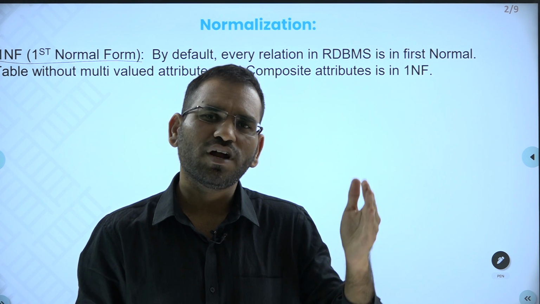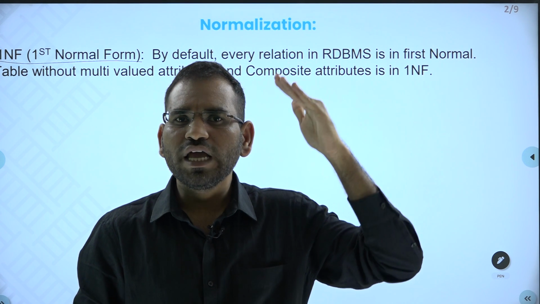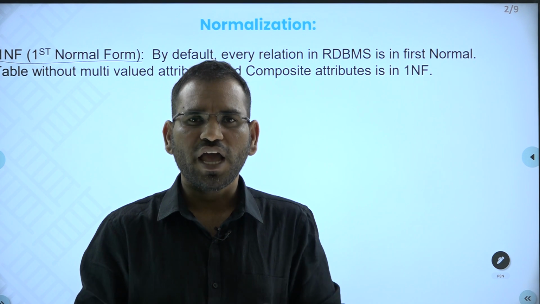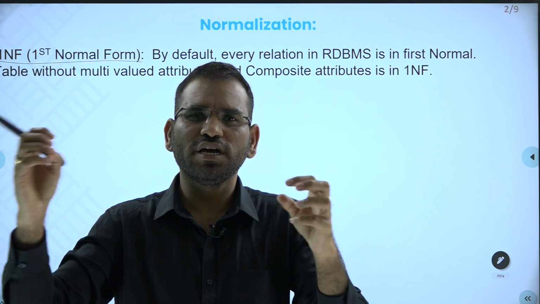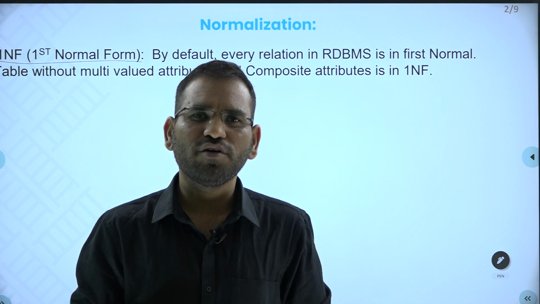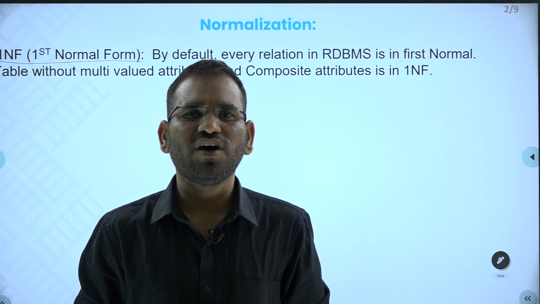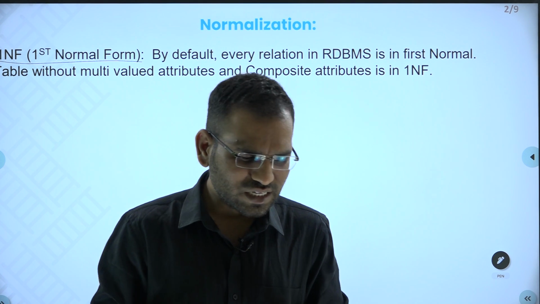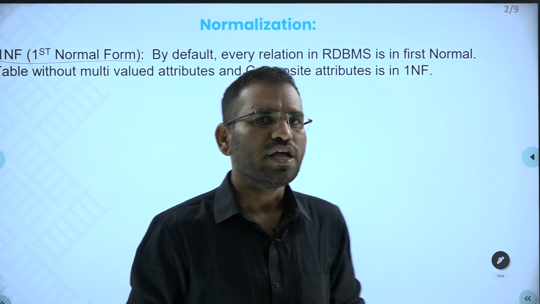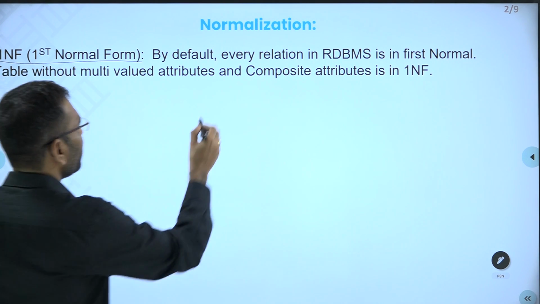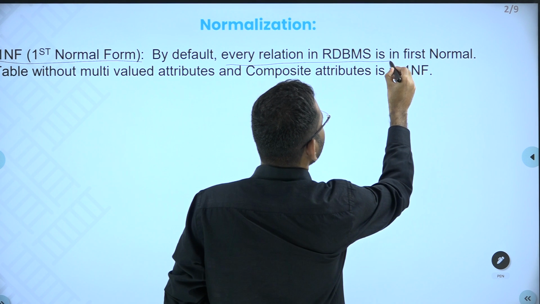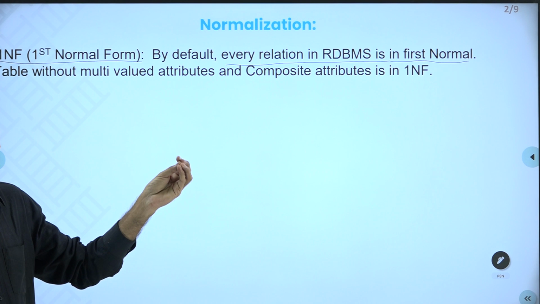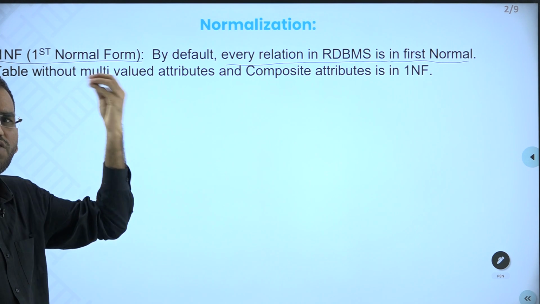We have seen when we are converting from the ER diagram to tables, we have seen that one. So what we were doing, every composite attribute we are splitting into smaller attributes and we are keeping the data. Every multi-valued attribute we are differentiating into two forms and we are keeping them there. So that is the reason why every relation in RDBMS is in first normal form. By default, every relation, every table in RDBMS will be in the first normal form.